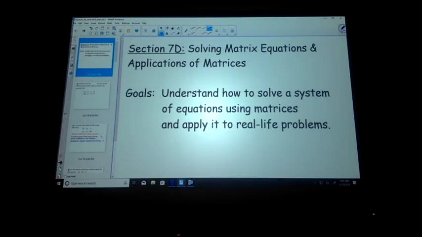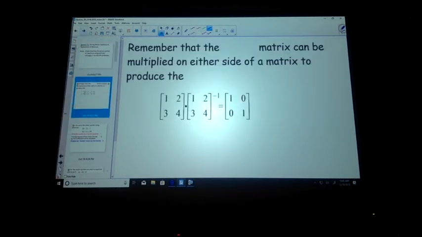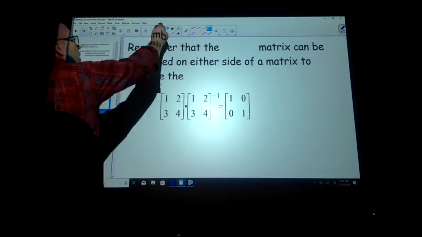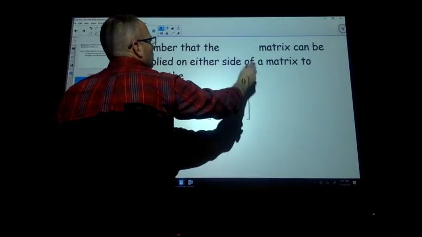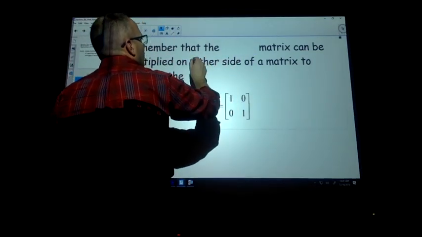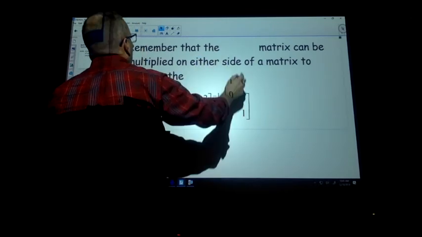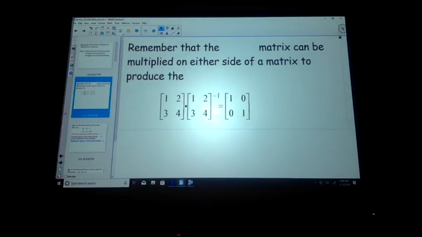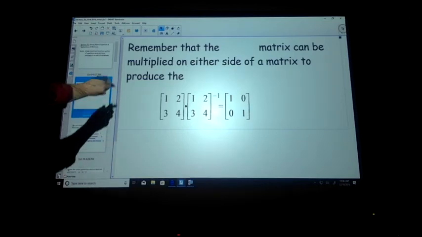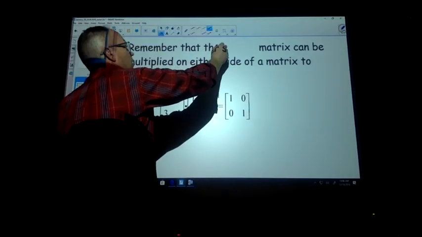All right, solving matrix equations, applications of matrices. Real life problems are going to mean something to us. Remember that the blank matrix can be multiplied on either side. Oh, that's the inverse matrix.